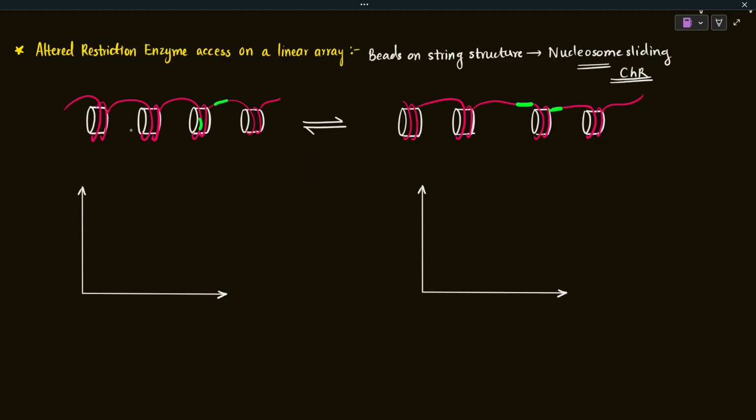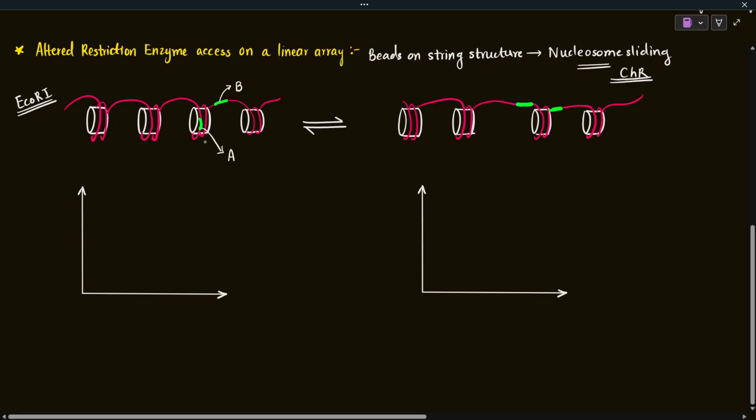Let's assume that this string has two sites for a restriction enzyme. Let's take EcoRI for example. This restriction enzyme has two sites. This is site A and this is site B. Here you can see site A is on the nucleosomal DNA. It is occluded by the nucleosome, but site B is on the linker DNA.